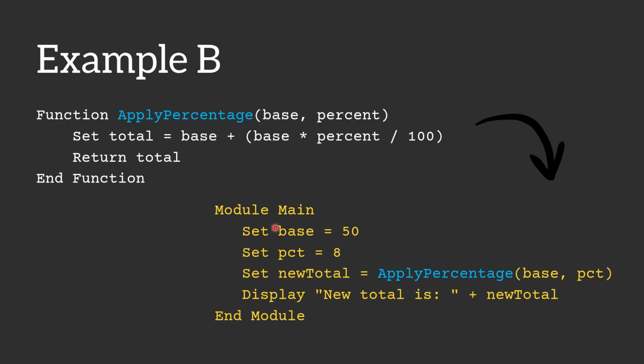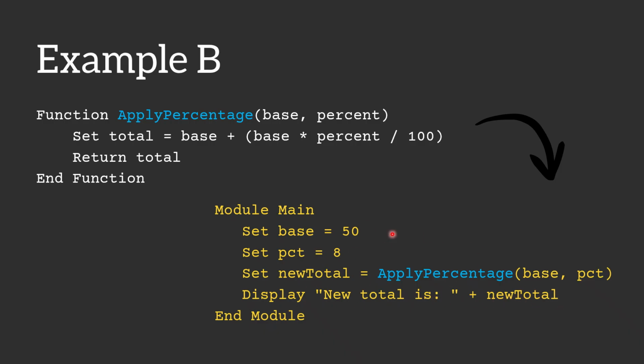Here in module main, we're setting the variables for base and for percent and feeding them into the function as arguments. Once the function performs and gets the return value, we take that return value, store it into the variable newTotal, and then we say display new total is, followed by whatever the value of newTotal is.